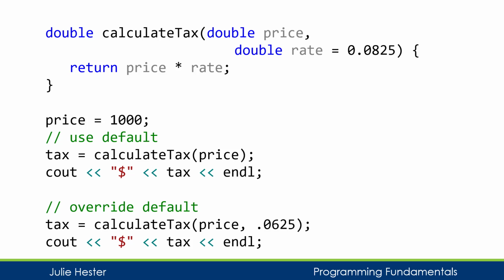Or I can still call this function with a value for the tax rate by just including a second parameter. So in the second example, I'm providing price and a different tax rate of 0.0625. When this function gets called, it will ignore that default because I'm providing a particular value. And then I can see when I execute this program that the first one came up with a tax of $82.50 and the second one $62.50.